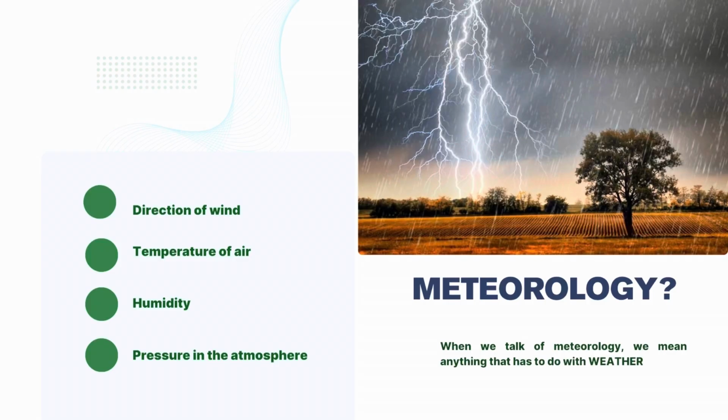So let us also now understand what we mean by meteorology. With meteorology, we are simply talking about everything weather, everything that has to do with atmospheric conditions. I'll make a separate video on the determinants of meteorology, but here are some examples, such as the direction of the wind, temperature of air, humidity, as well as pressure in the atmosphere. Please do let me know if you actually want me to make this separate video. But in this video, I want us to tackle the specific things that I earlier mentioned. So let us go straight into that.